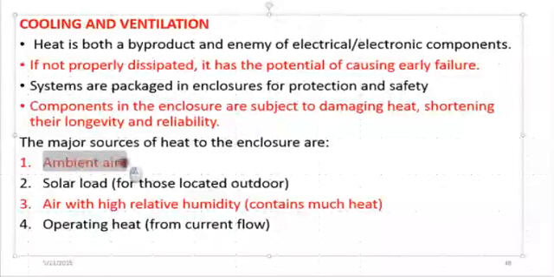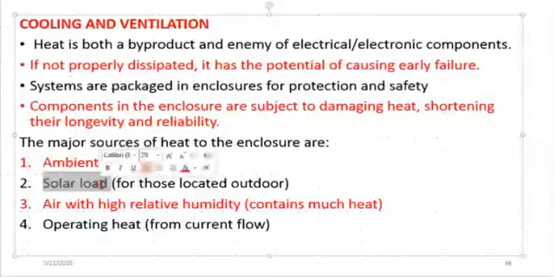What are the sources of the heat in the enclosures of electrical and electronic systems? The first thing, they call it ambient temperature. By ambient temperature, they mean the atmospheric temperature. The second one is the solar load. That is for the systems which are located outdoors. The sun's energy falling on them brings about a rise in temperature.